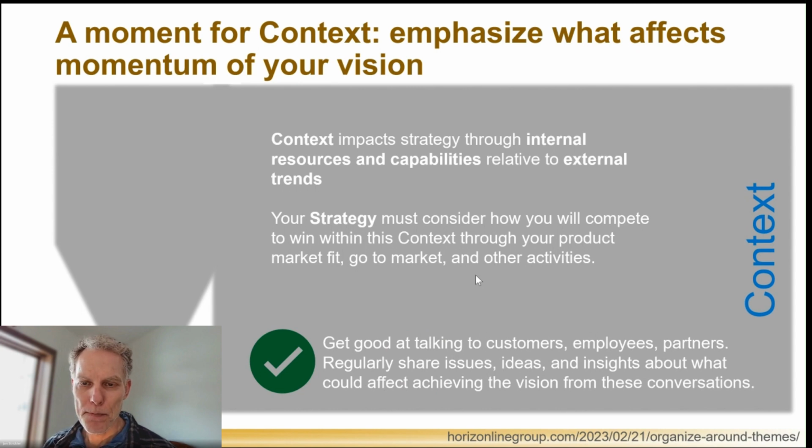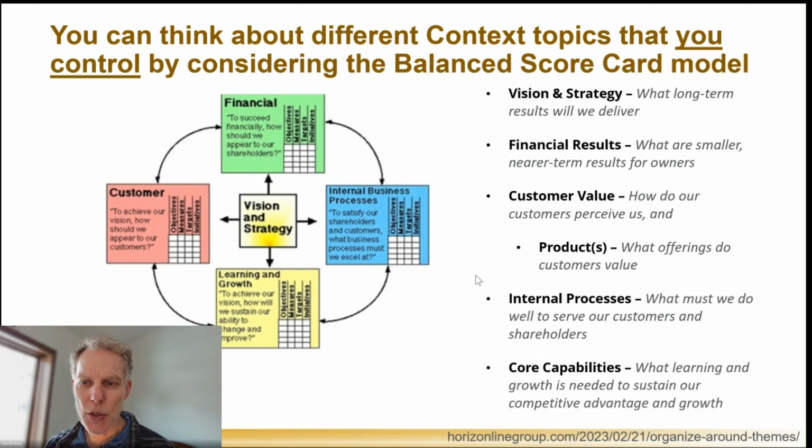You can break context into its 2 pieces. First, you respond to context with your internal abilities and unique capabilities. It helps to use a structure for this, like the balanced scorecard model. It considers financial results at the top that are delivered by the customer value you create through your products and services and by your internal processes that deliver them. And then these are enabled by core capabilities at the bottom that allow for learning and growth.